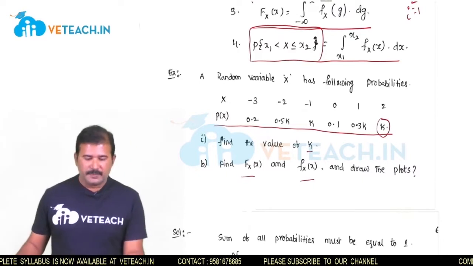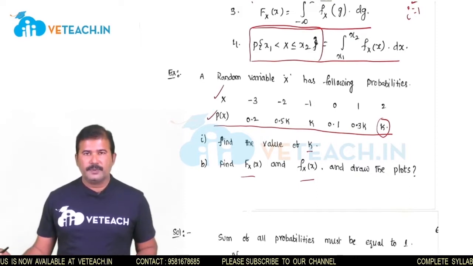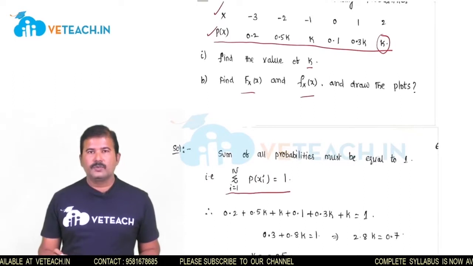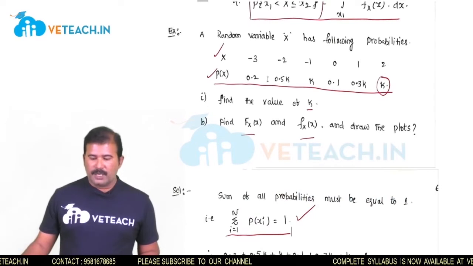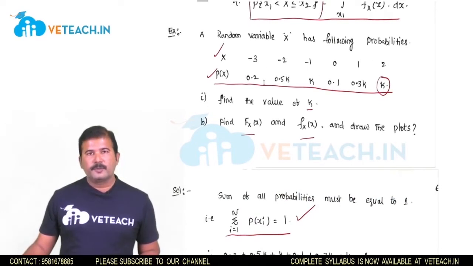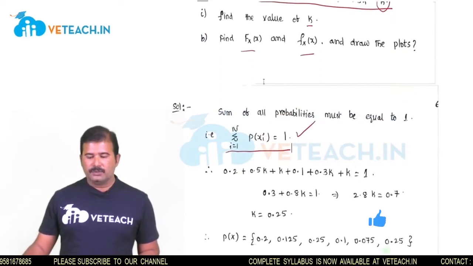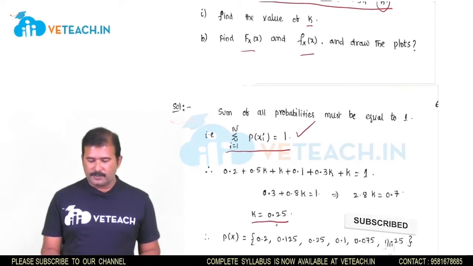So this is the actual problem. The x values are given, and the corresponding probabilities are also given. As well, we know that the sum of all the probabilities must be equal to 1. This is the basic rule in probability. That means, for all the possible values of the random variable, the sum of the corresponding probabilities must be equal to 1. So apply this rule, find the sum, and find the k value. We will get the k value as 0.25.